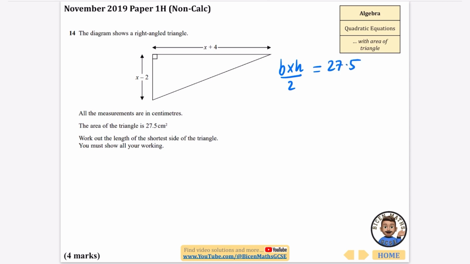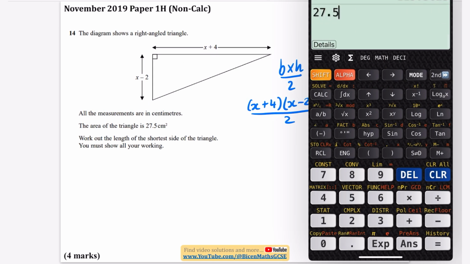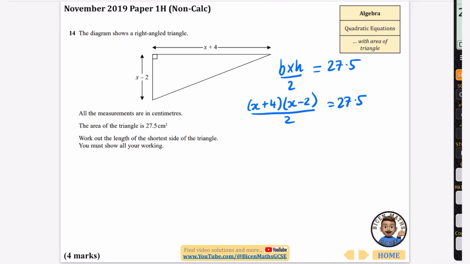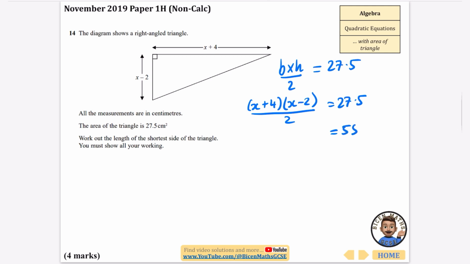So if I do the base, which we could say is x plus 4, we multiply that by the height, which is x minus 2, and we divide that by 2, we get 27.5. So first of all, I'm going to do the 27.5. I'm going to times that by 2, which is in the denominator. So 27.5 times 2 is 55. So on the right-hand side, I've got 55.